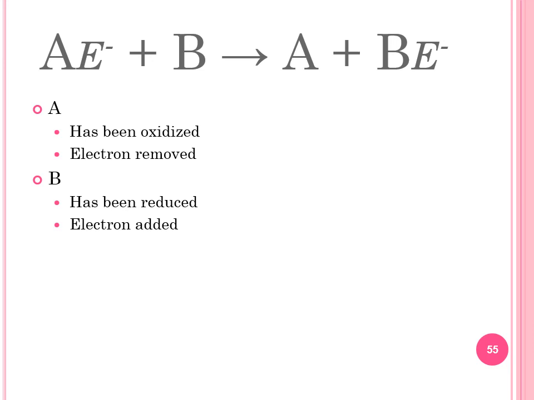Here's another general example. We have A, we have B. A with the electron on the left side is going to be converted to just A by itself. B on the left side is going to be converted to B with an electron on the right side. And so in this case, A is being oxidized because it's losing an electron. And B in our scenario is gaining an electron, and so it's going to be reduced. And so the thing again that's being reduced is the overall charge.